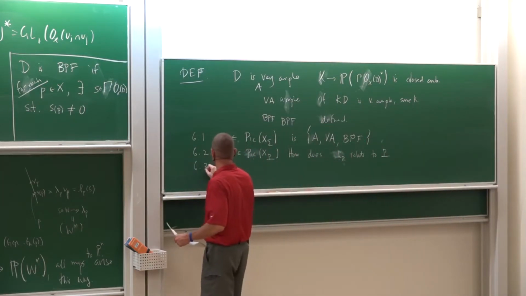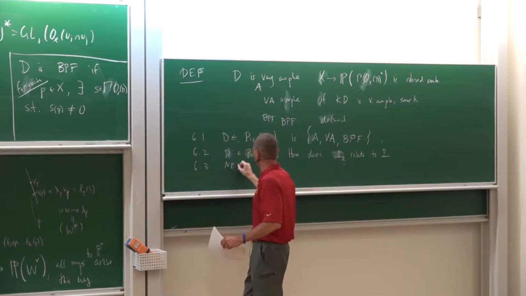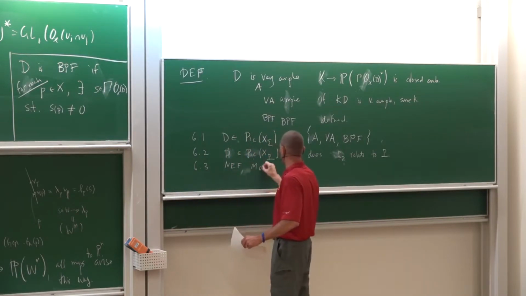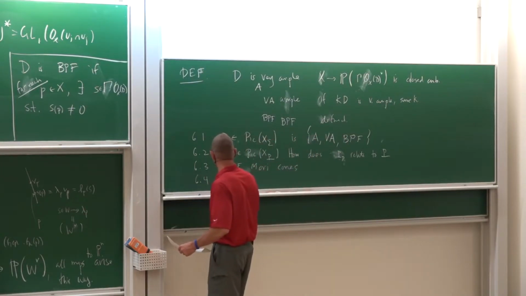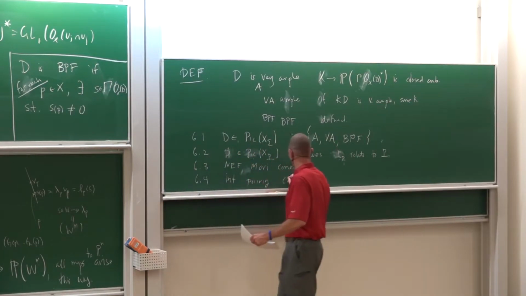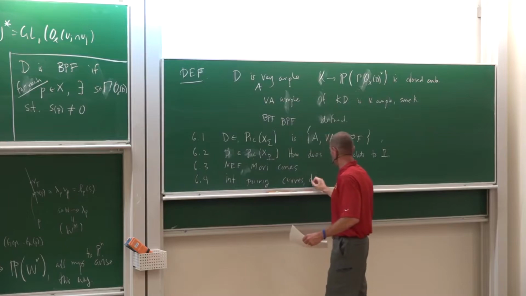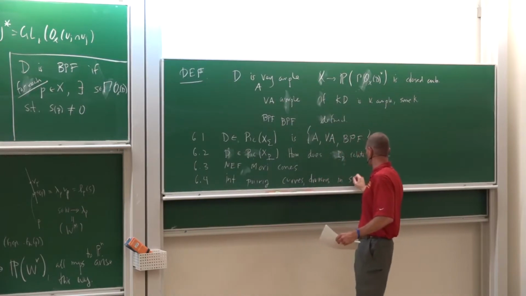6.3, this will be after our coffee break, Nef and Mori cones. And finally, 6.4, intersection pairing of curves and divisors in the simplicial case.